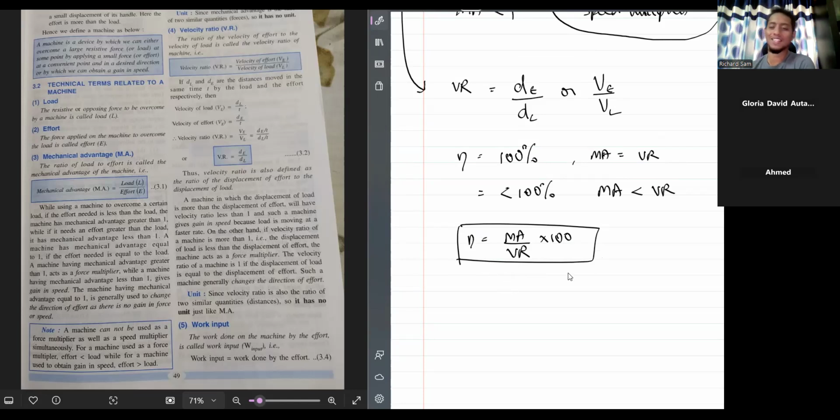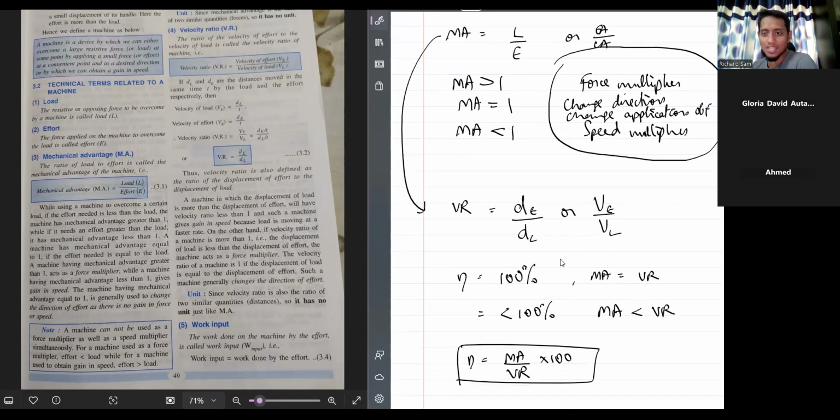Harish, I'm not getting it. If both were equal, 5 upon 5 into 100, how much is that? 100. 5 and 5 will get cut, into 100 is 100, okay? So if both are equal, then efficiency is 100%. But if the numerator is less than the denominator, efficiency will be less than 100%.